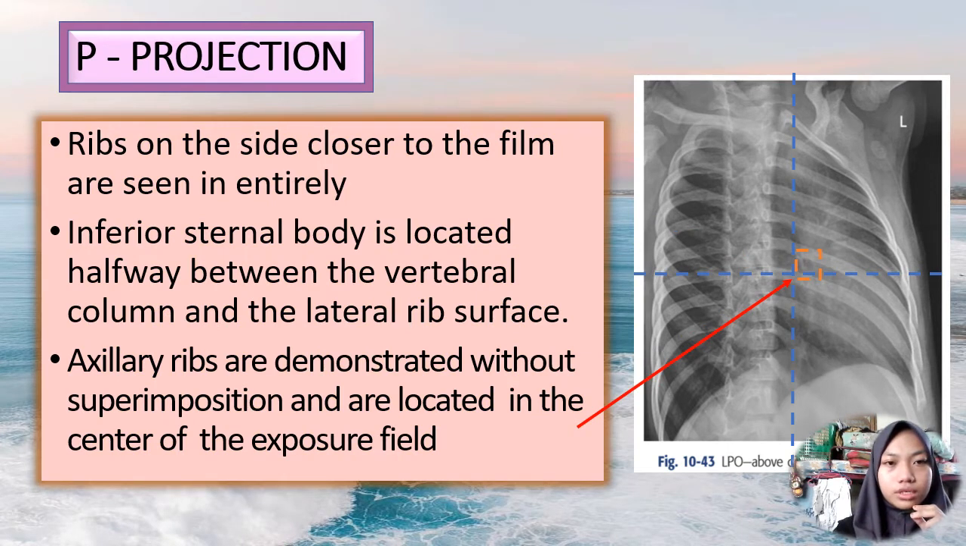P for projection. For projection LPO, firstly we can see ribs on the side closer to the film are seen entirely. Second, the inferior sternal body is located halfway between the vertebral column and the lateral rib surface. And lastly, we can see the axillary ribs are demonstrated without superimposition and are located in the center of the exposure field.